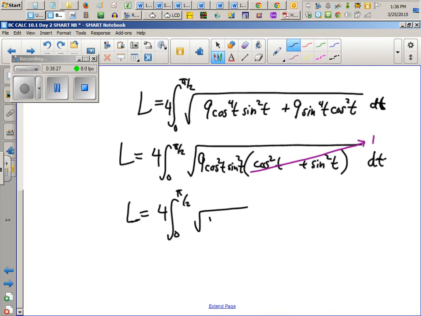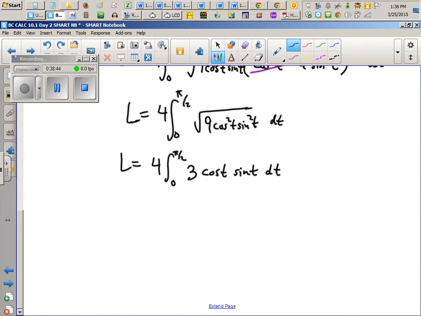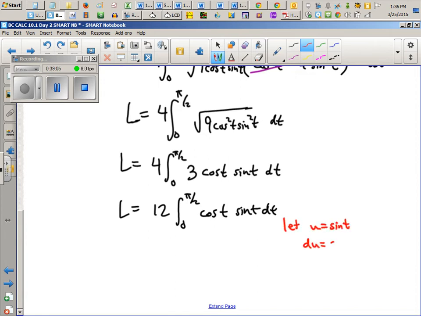In fact, we can even square root this 9 cos squared sine squared. This is working out really well for us here. This is just 3 cos t sine t. Pull the 3 out and you have a 12 right there. And this one can be solved just by regular trig substitution, or just substitution. So you can just let u be sine t, for example. du is perfect. Look at this. Cos t dt. It doesn't get any better than that.